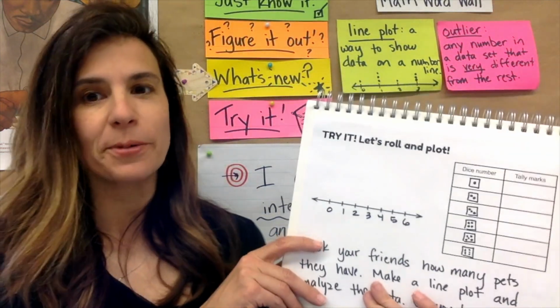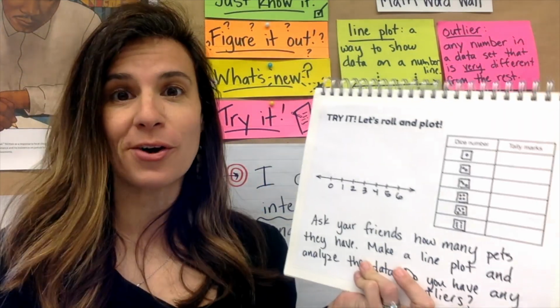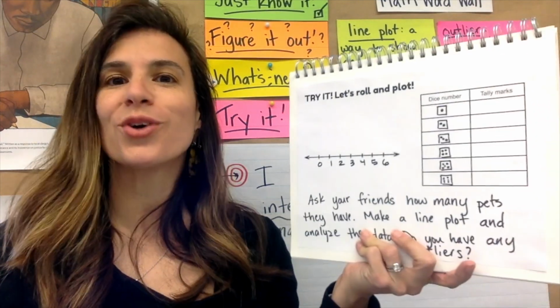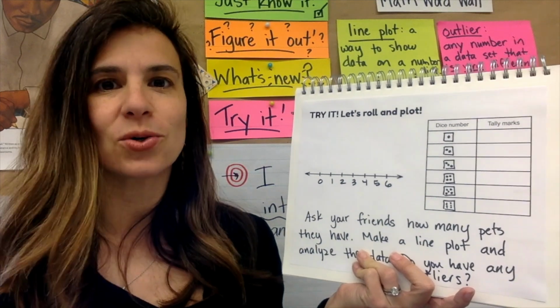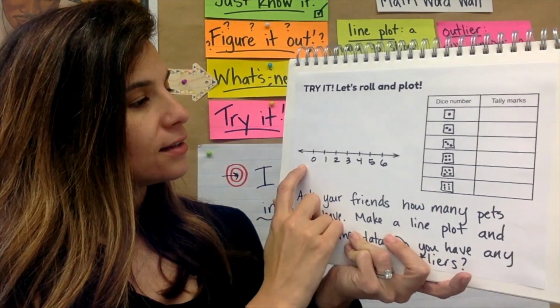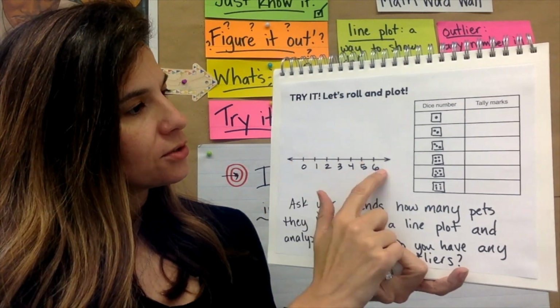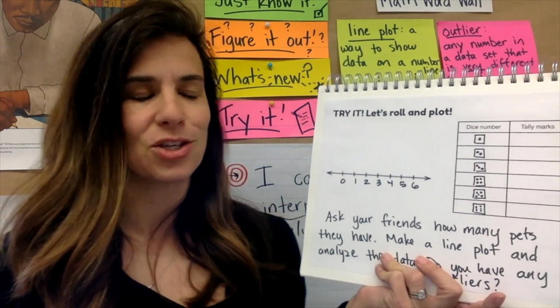And I just thought it'd be fun for you to do a let's roll and plot on your own at home. So if you have dice, or you can go online and use the online web dice to roll it and kind of plot what numbers you get. And you can see I made a line plot here, a number line from 0 to 6, although you could do yours from 1 to 6 or whatever dice you are using.